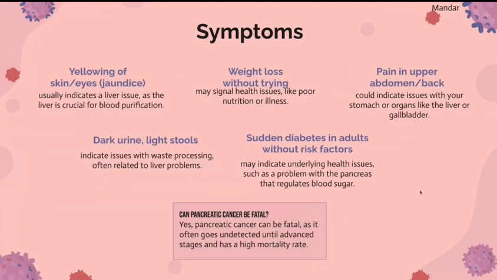Some symptoms that are linked with pancreatic cancer include the yellowing of skin or eyes, also known as jaundice. It's caused by liver issues, as the liver is crucial for blood purification. And if there are problems in the pancreas, there are most likely going to be problems in surrounding organs, which includes the liver.